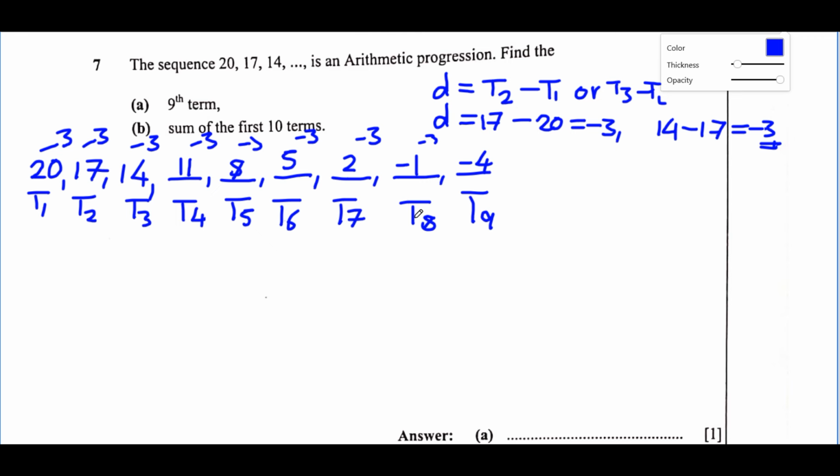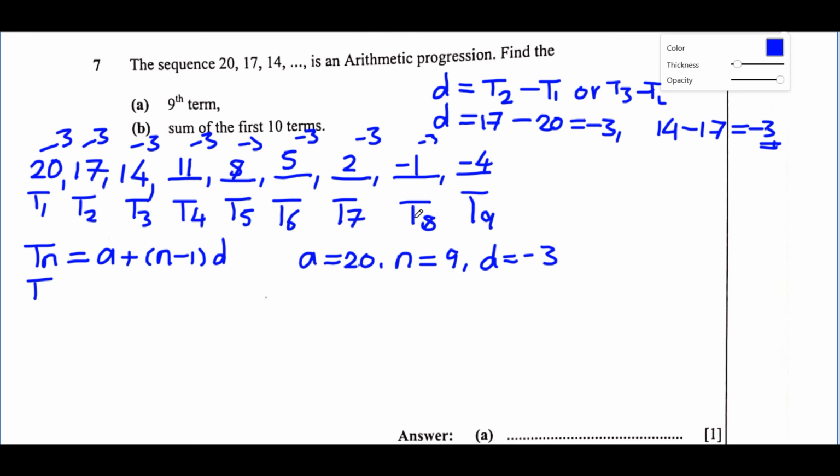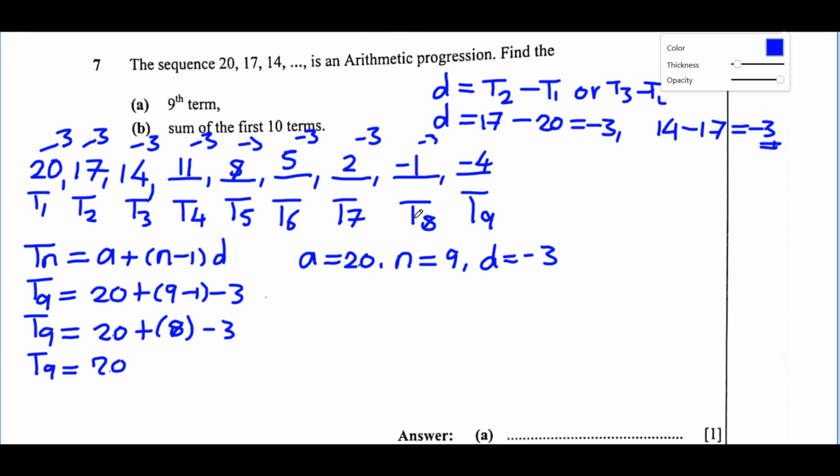Right, so now if you want, we can also find the same number using a formula. Tn is equal to a plus n minus 1 times the common difference. a is the first number, 20. n is the number of terms, 9. d is our common difference, negative 3. So let's substitute. T9 is equal to 20 plus 9 minus 1 times negative 3. So T9 is equal to 20 plus 8 times negative 3. Whenever the common difference is negative, this plus sign changes to minus. Then 8 times 3 will give us 24. So 20 minus 24 will give us negative 4. As we can see, we are still getting the same value.